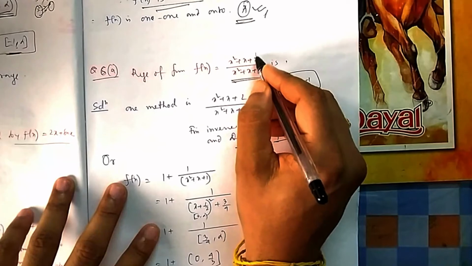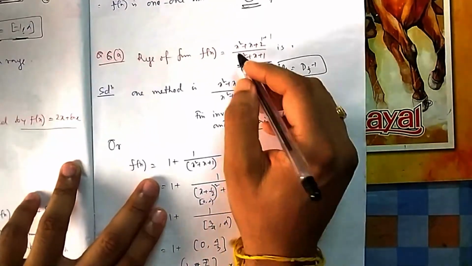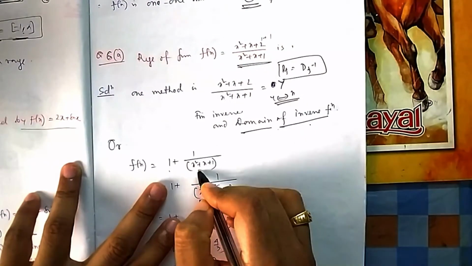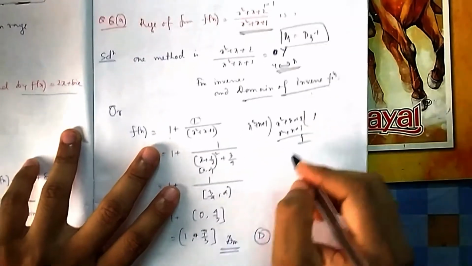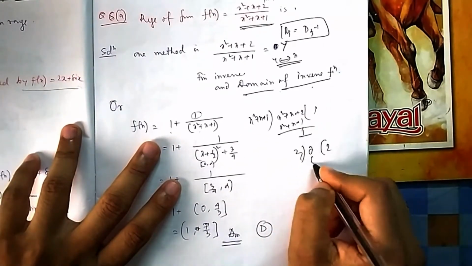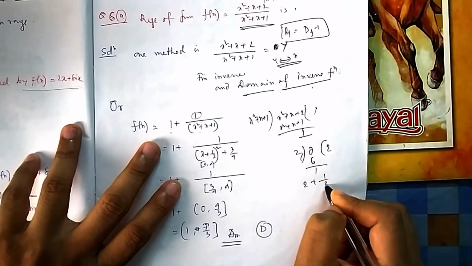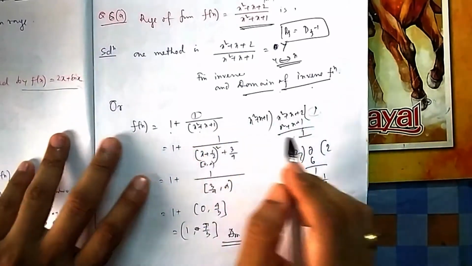You divide this one. If you divide, you can write 1 plus 1 by this one; this one will be the remainder. So this is the way. If you divide 7 by 3, it is 2, remainder 1. How can you write it? 2 plus 1 by 3. In the same way I have written 1 plus 1 by this one.